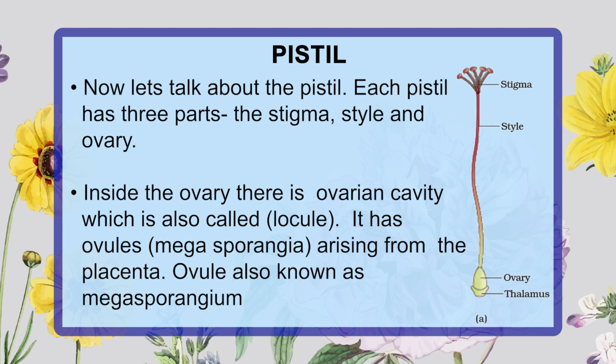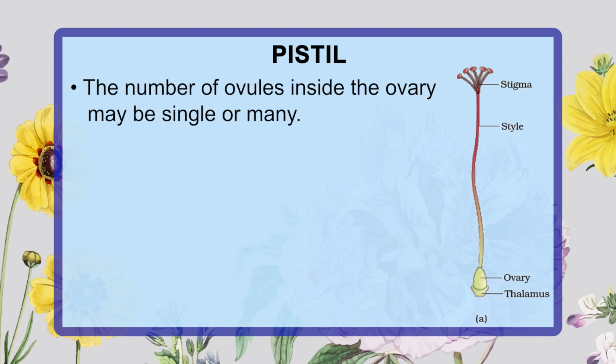Inside the ovary, there is an ovarian cavity which is also called locule. It has ovules or megasporangia arising from the placenta. Ovule is also known as megasporangium. The number of ovules inside the ovary may be single or many. Students, let us learn more about ovules.